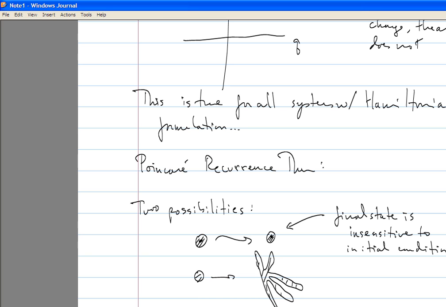Whereas if the shape of the blob changes drastically, then that means that the final state is very sensitive to initial conditions.